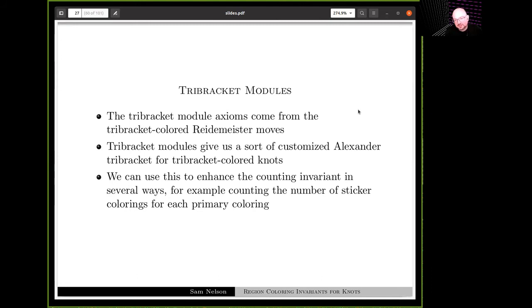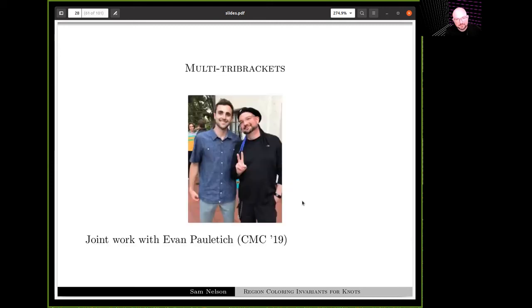For example, in the paper, we just counted the number of sticker colorings to get a sort of signature for each of the primary colorings. And so this gives us, again, an enhanced invariant that is stronger than the original counting invariant.